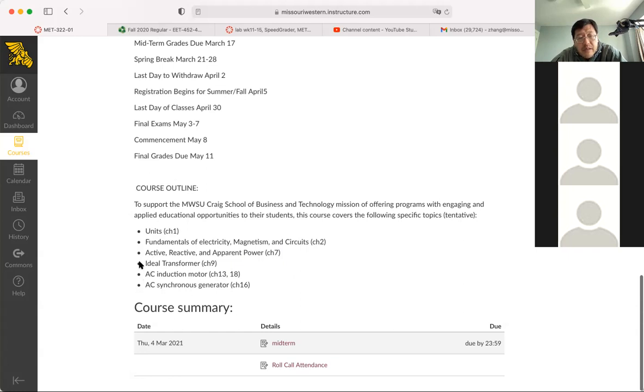We actually covered 3 very important practical machines. We started with a transformer, followed by the induction machine, and then the alternator, which is an AC generator. Those 3 are the most commonly used machines. Starting with the transformer, we didn't cover the complicated issues. We just talked about the ideal transformer.